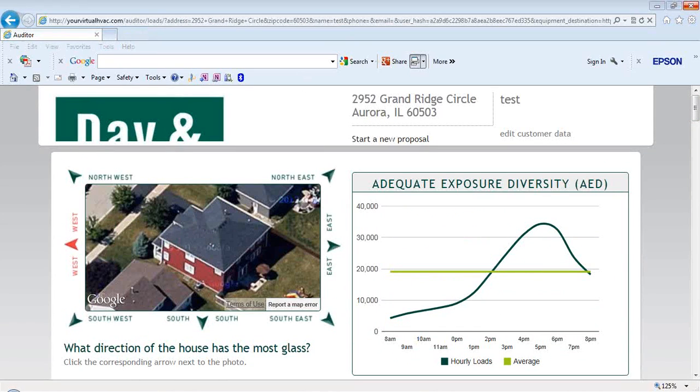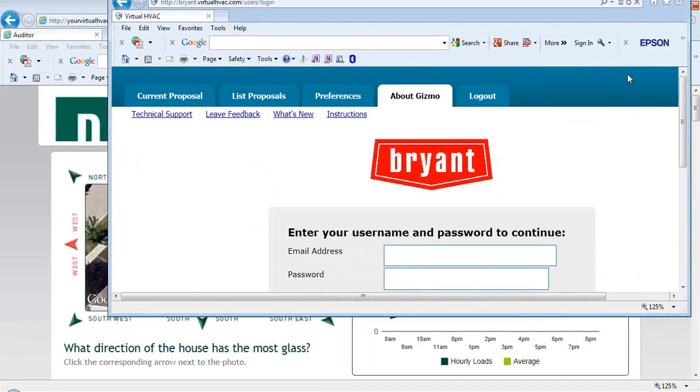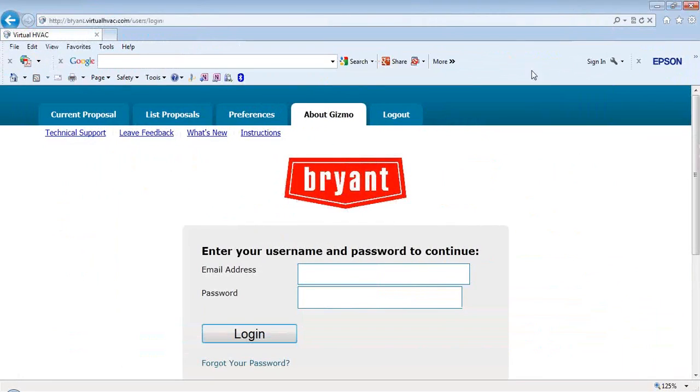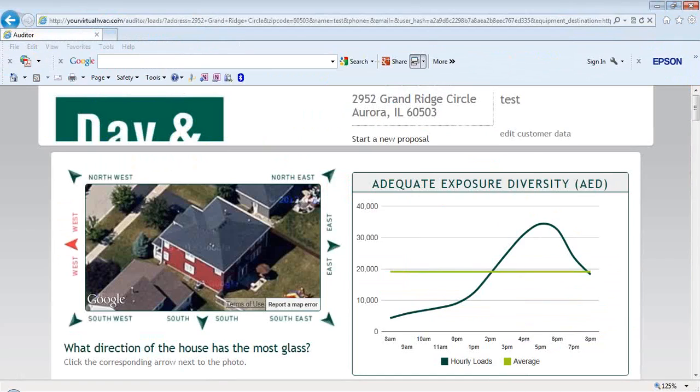Let me see real quick if I can show you that Super Sprocket, which kind of goes along with this whole concept. I don't think I have the Day and Night one bookmarked, but I'll just do this Bryant one. Just don't be mad at me if you're a Day and Night guy. All right, that's not the one anyway. I don't want that one. What I want is the Super Sprocket for the customer's perspective.